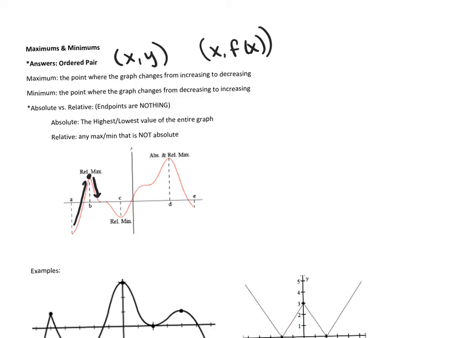A minimum occurs when the graph changes from decreasing to increasing. So here you're decreasing, and here you get up to an increasing point. So by definition, you have to have something changing, which means that points that you'll see like this right here are not max or mins because there's no changing occurring there.